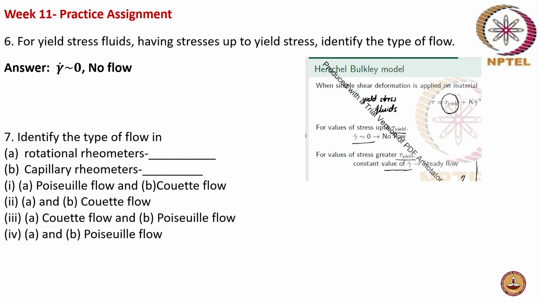Next, identify the type of flow in rotational rheometers and capillary rheometers. What is the type of flow? Is it Poiseuille flow for rotational rheometer and Couette flow for capillary rheometer, or Couette flow for both, or Couette flow for rotational rheometer and Poiseuille flow for capillary rheometer, or Poiseuille flow for both? Which of these is the correct option?